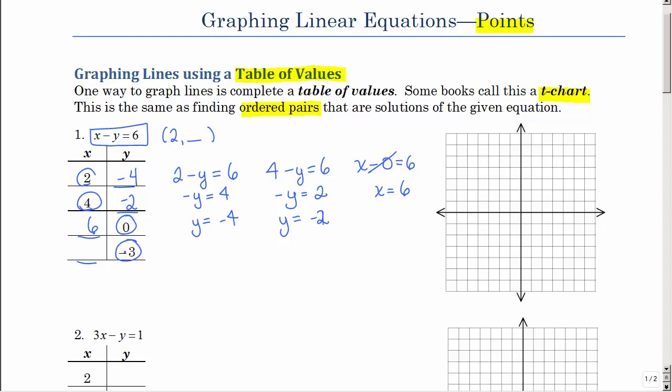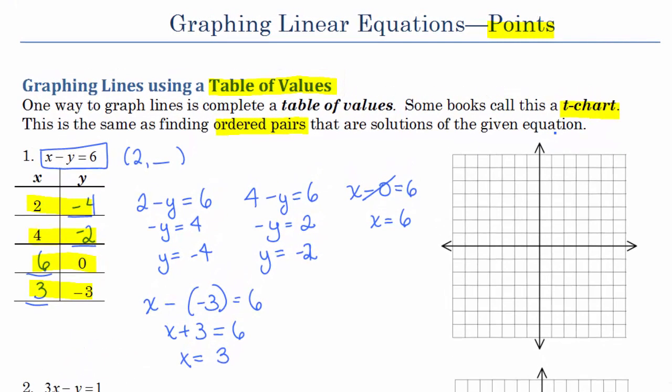Now I'm going to let y equal -3. Now we need to be careful here because we have a minus in the equation and y is also negative. So those two negatives are going to be positive. Then I subtract 3 from both sides and I get x is equal to 3. So we have these 4 ordered pairs. So we're going to plot those ordered pairs on our coordinate system. So remember, x and then y.